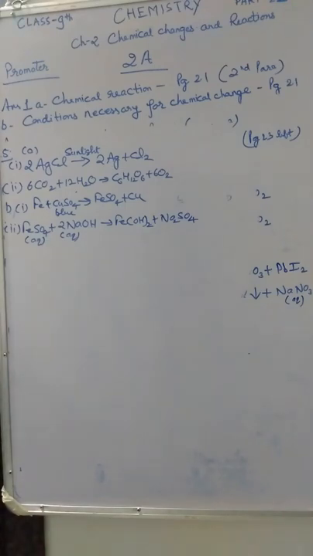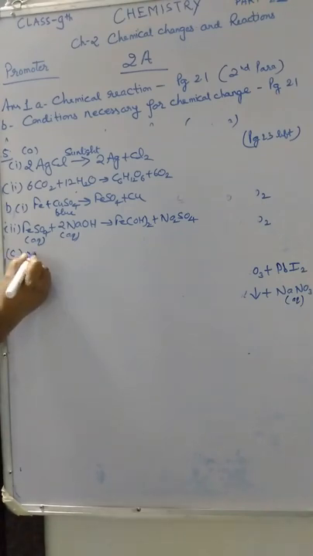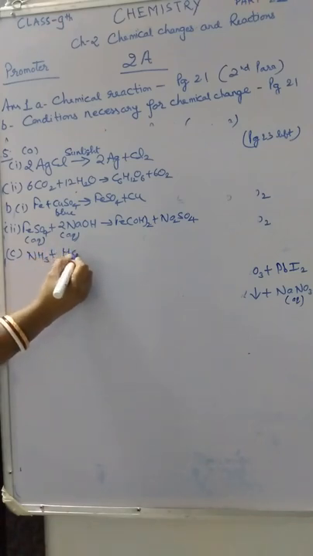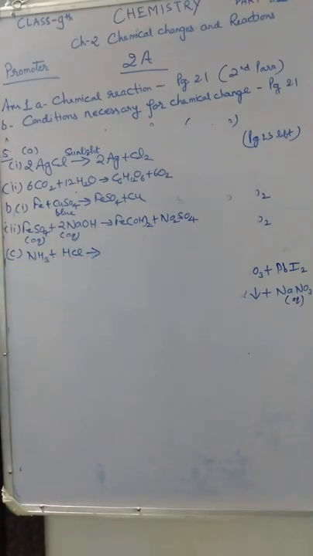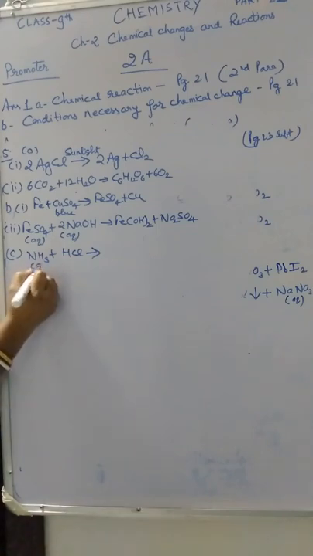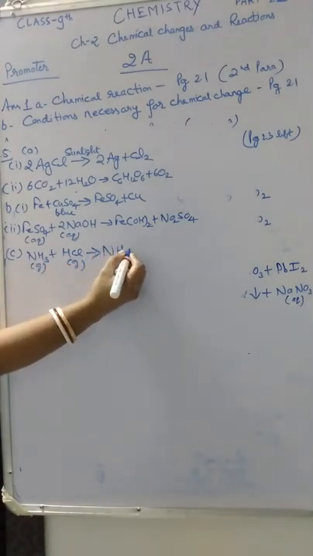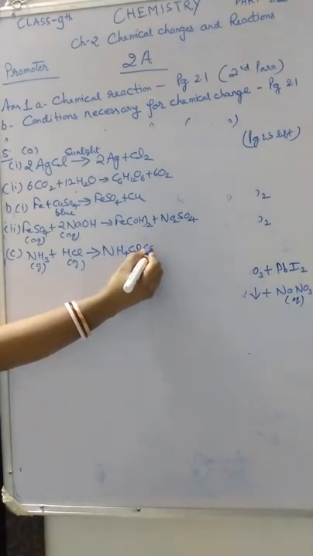Okay, next one is C1. Two gases combine to form a white solid. It is also given in your book. Two gases, NH3 plus hydrochloric HCl gas. They are in gaseous form. You will get ammonium chloride, which is in solid form.